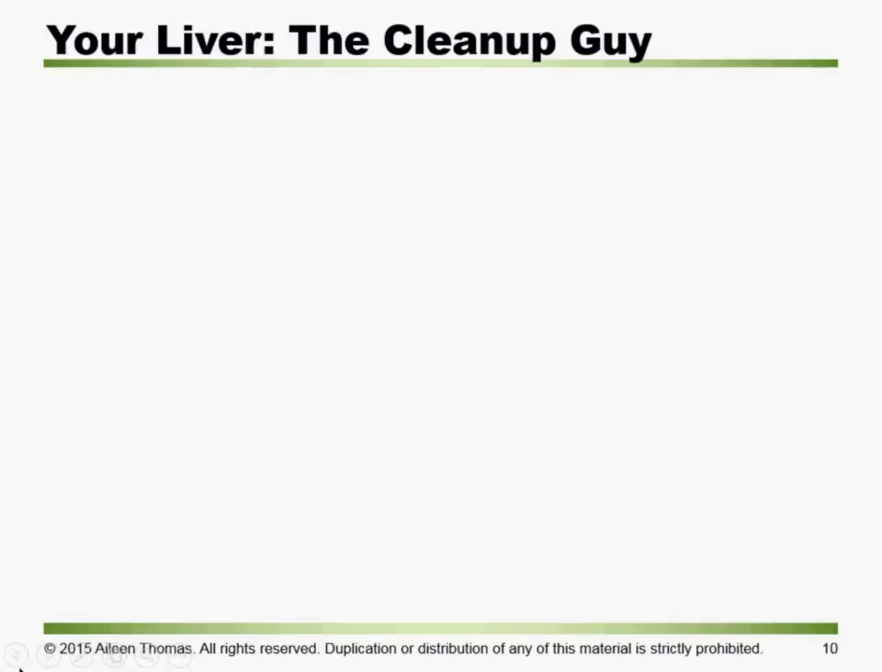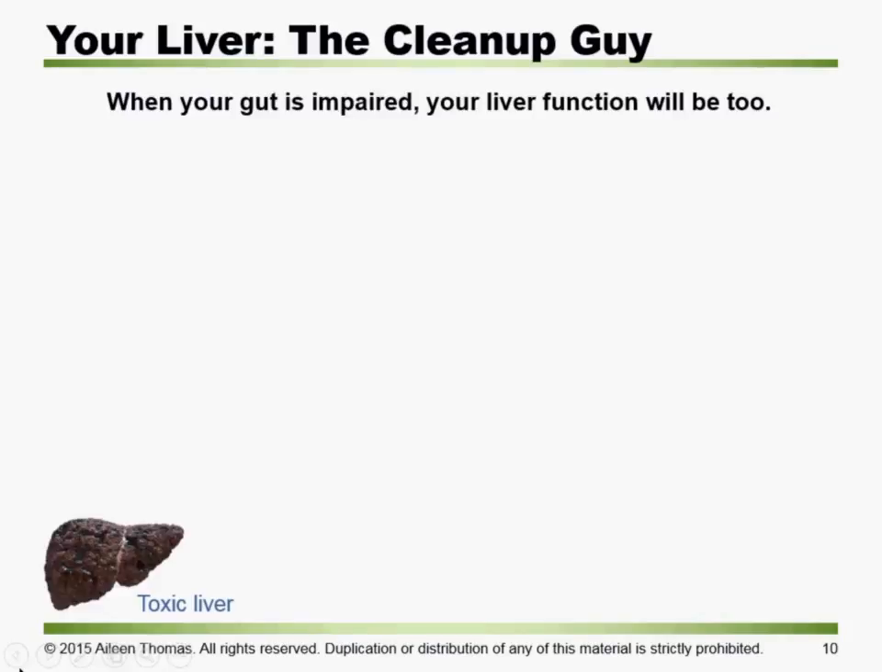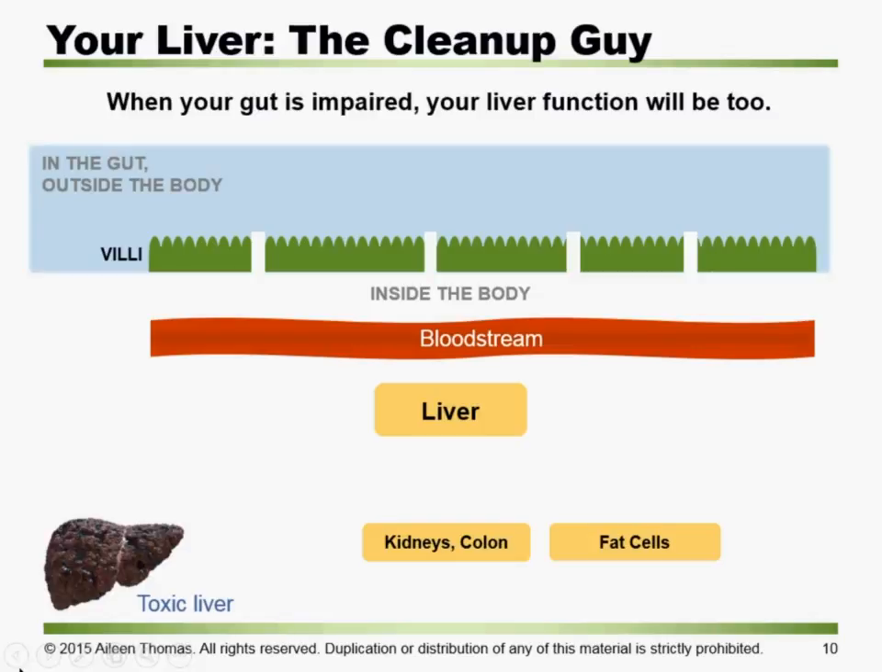But the opposite is also true. That is, when your gut is impaired, your liver function will be too. Look at that sad, sick liver. How capable do you think it can be in doing its job? Here we are again, inside the gut and outside the body, and then inside the body with your liver. You can see that this time our villi population isn't doing well. It's got holes in it because the person with this gut hasn't eaten well in a long time. This person eats a lot of refined food that's low in nutrients and high in toxins.